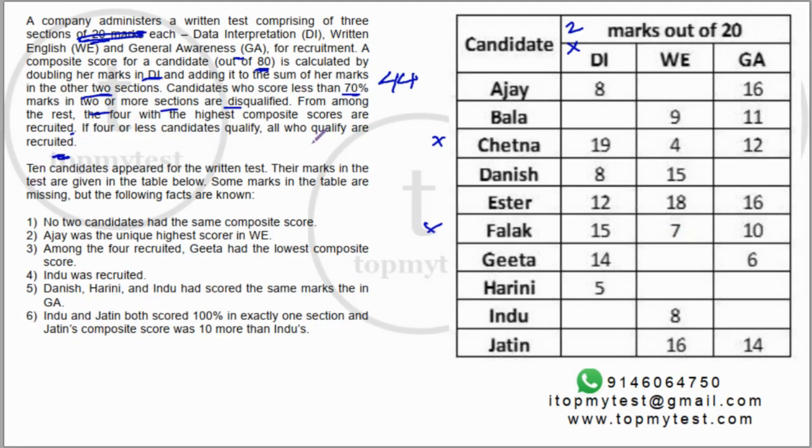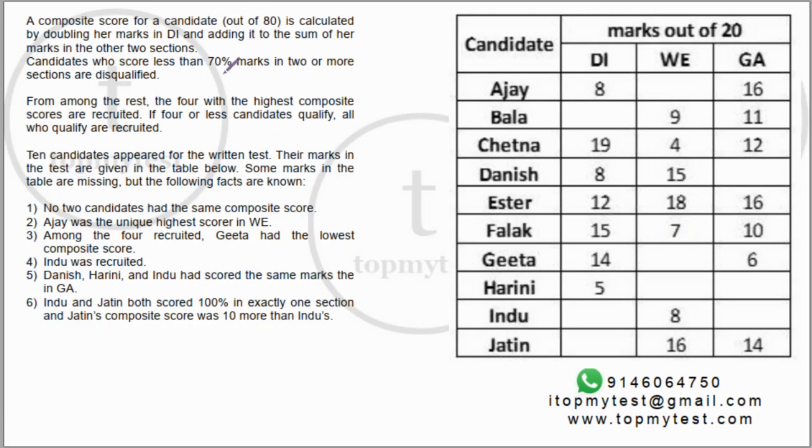And then you have some information. Let's just summarize this data. I have just written down this data. Now, what else is given to us? No 2 candidates had the same composite scores. Okay, we'll use it later. Ajay had the unique highest score in WE. So whatever he scores, that is unique. Nobody else scores that marks. So there's an 18. He might score a 19 or a 20. We'll look at that later.